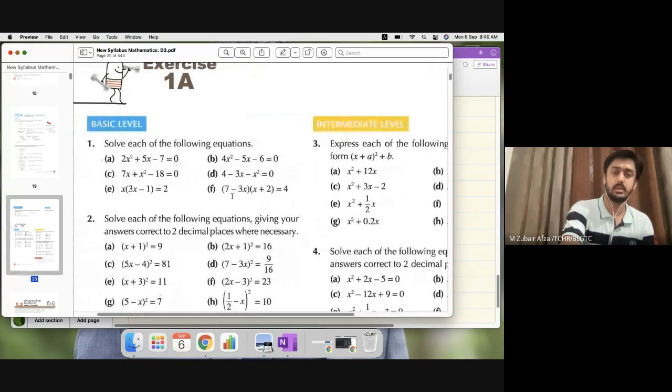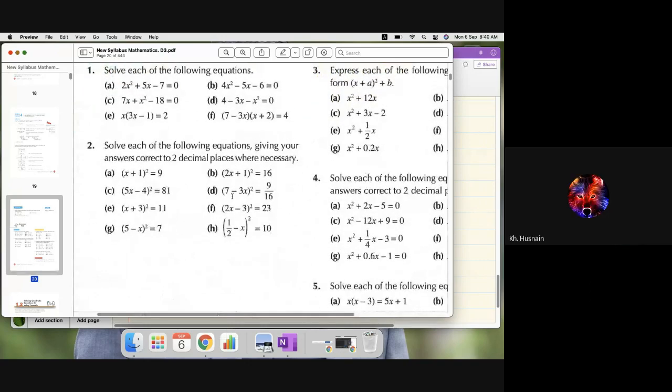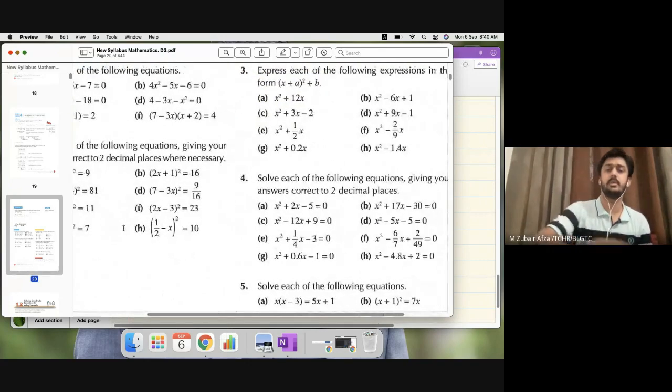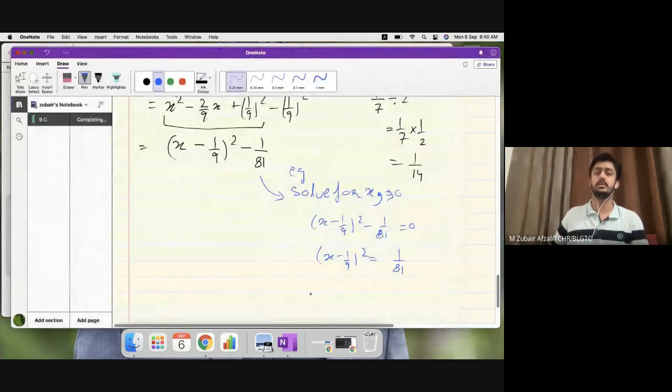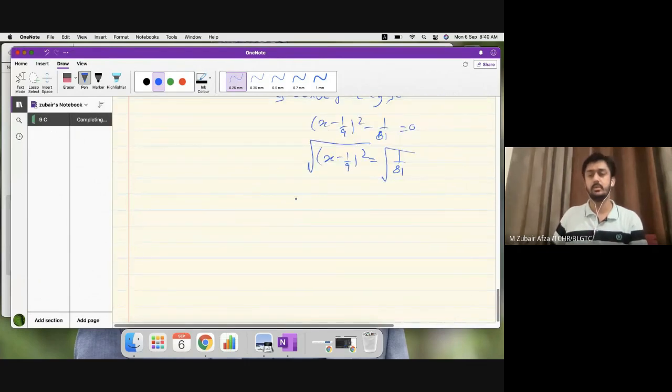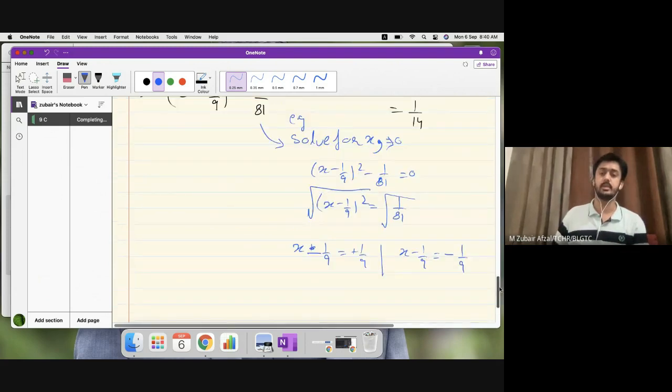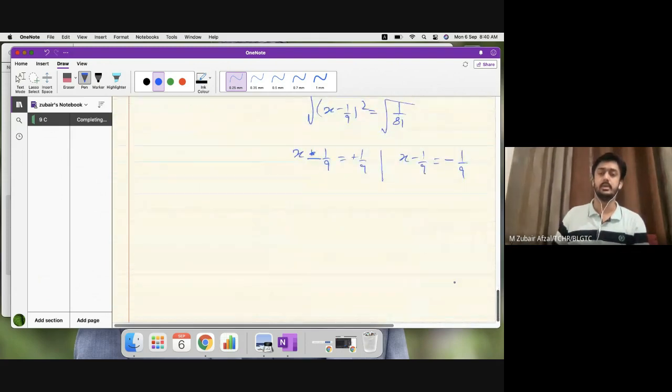Yes, sir. We have this squared form equal to a number, and all these steps will be repeated. Under root both sides, you take plus minus, you get one value with positive sign, you get the other value with a negative sign. x minus 1 by 9 is equal to positive 1 by 9, and x minus 1 by 9 is equal to negative 1 by 9, and you get two answers. This is in the case when they are asking you for a value. Now this is question 3G.